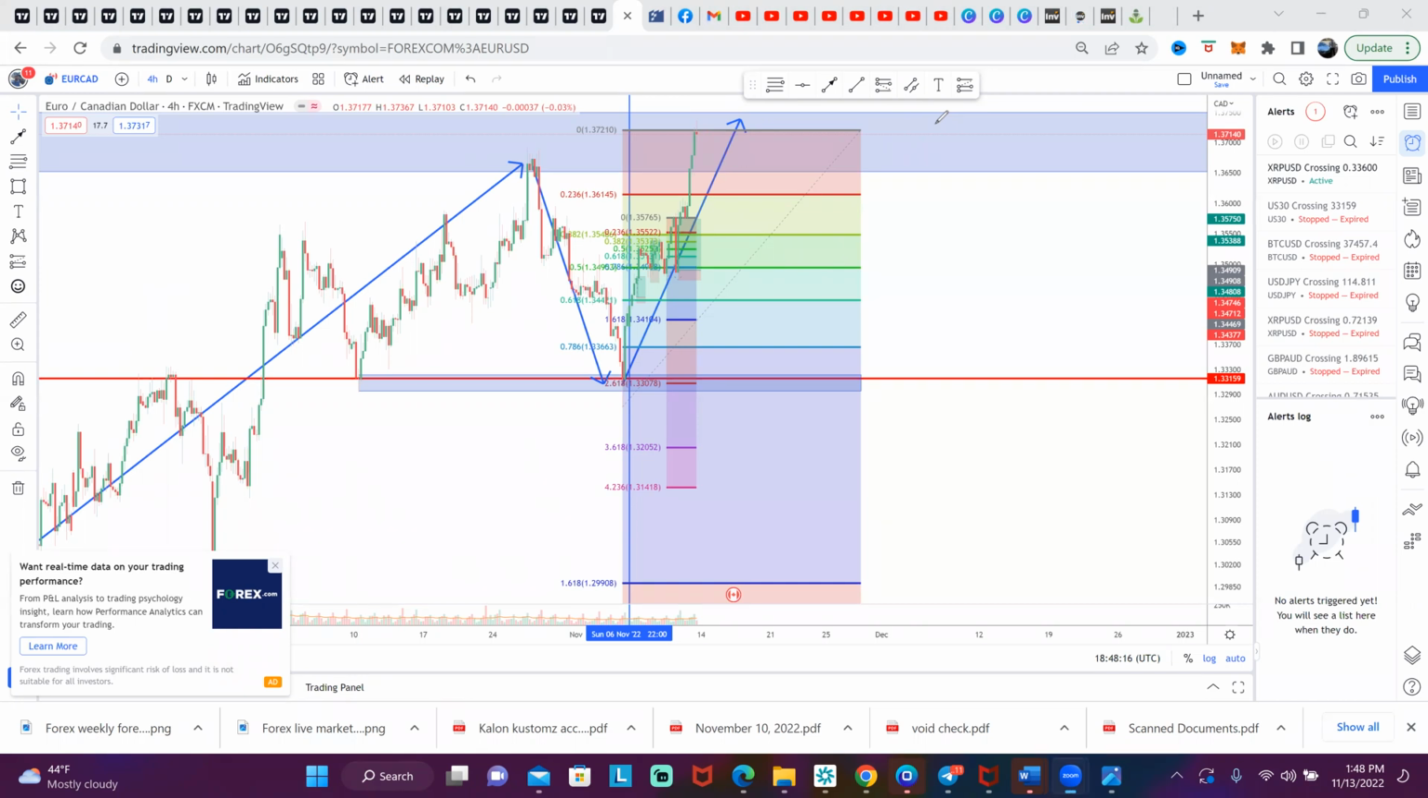And that's pretty much my analysis for this week. Definitely trade what you see, not what you think, and practice good risk management and know when to get out of a trade. And that's all I have for today.